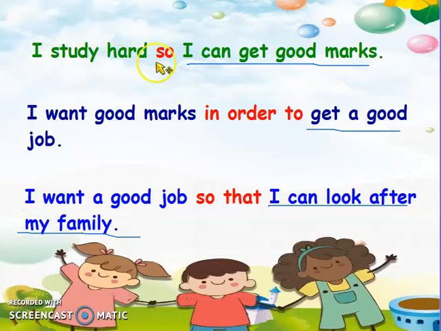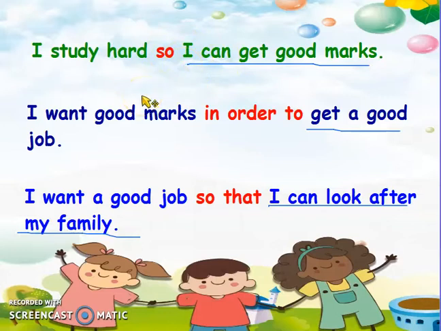I study hard so I can get good marks. I want good marks in order to get a good job. I want a good job so that I can look after my family. Okay, here in these sentences we use so, in order to, and so that. I will ask you questions about these sentences and you have to answer from the sentence.